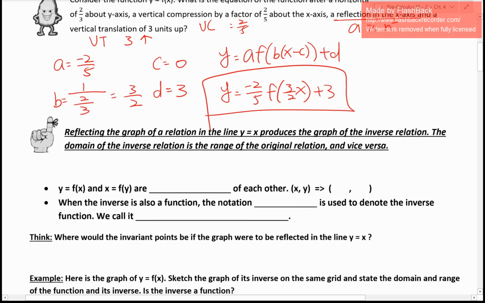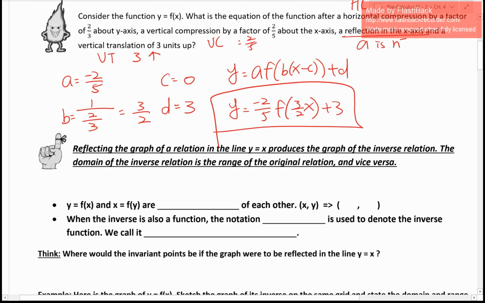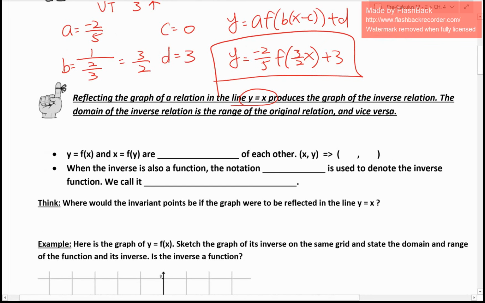Today, we're looking at reflection. We're looking at inverse, and inverse is actually part of a reflection, but it's not reflecting over the x-axis or y-axis. It's actually reflecting in the line y equals x. If you reflect the graph over the line y equals x, it produces the graph of the inverse relation, and the domain of the inverse relation is the range of the original relation. That makes sense, because if you flip over the line y equals x, that really means x becomes y and y becomes x.